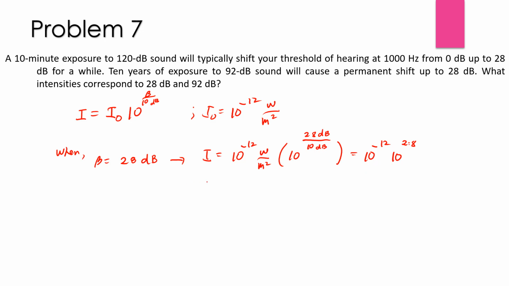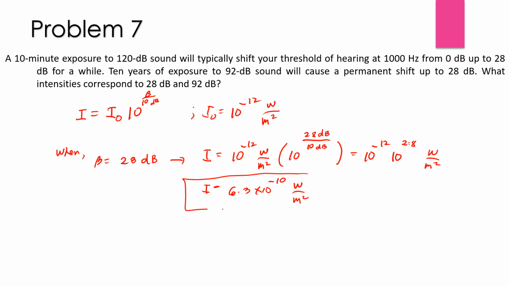So therefore, intensity here when beta is equal to 28 decibel is equal to 6.3 times 10 to the minus 10 watts per meter square.